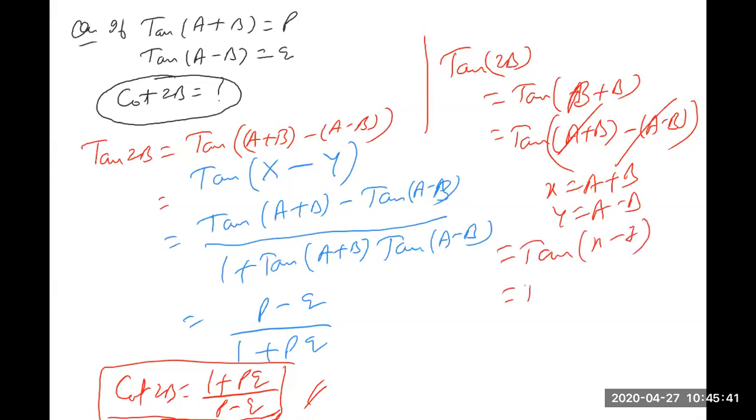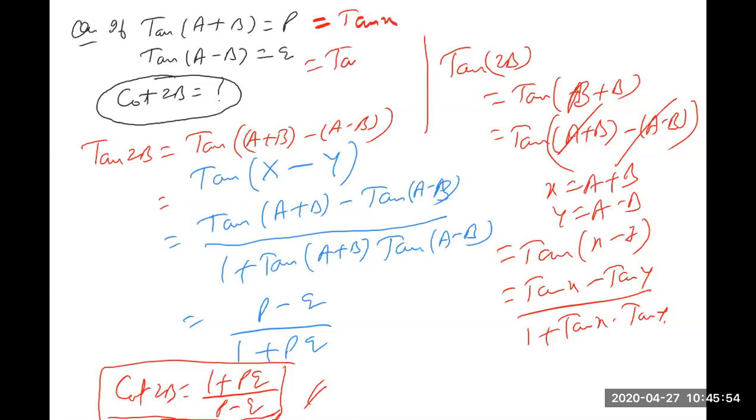What is tan of x minus y? Tan x minus tan y upon 1 plus tan x tan y. And this is tan x, and this is tan y. These values put here. So tan x, this is p minus q upon 1 plus pq. And cot is a reciprocal of tan.